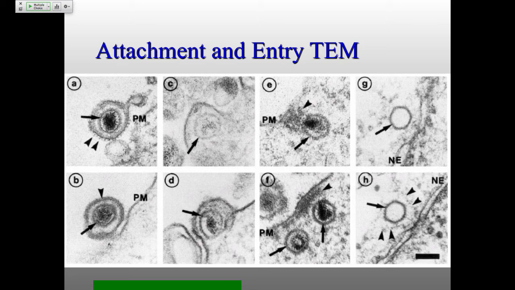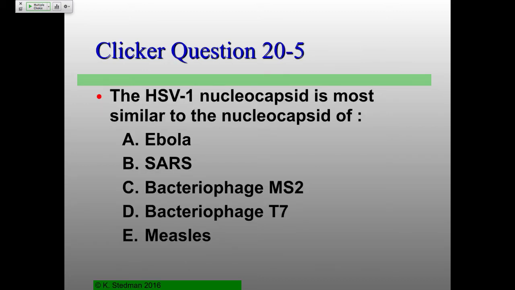Okay, so now that I've beaten on this enough, hopefully, we shall see. The HSV1 nucleocapsid is most similar to the nucleocapsid of Ebola, SARS, MS2, T7, or measles. See if I do as good a job explaining things as George does.